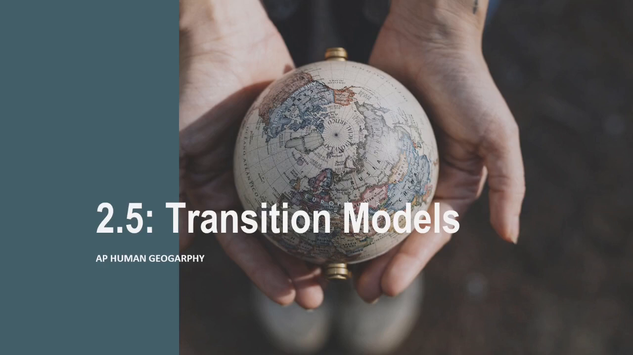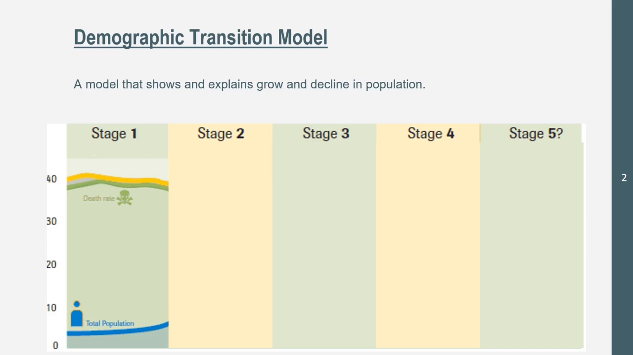Hey everyone, we're going to be getting to AP Human Geography 2.5, transition models. So let's begin with the demographic transition model. This model shows and explains growth and decline in population. It's in 5 stages and we're going to go from stage 1 to 5.